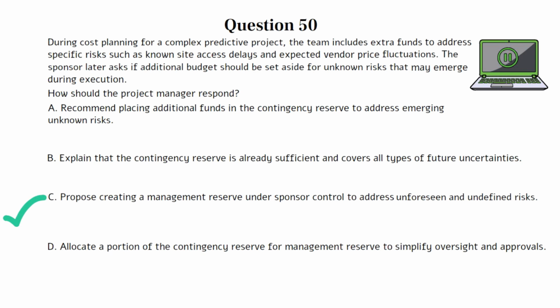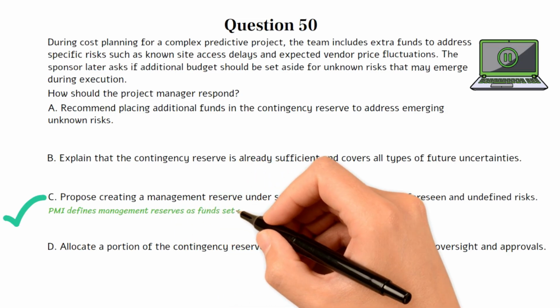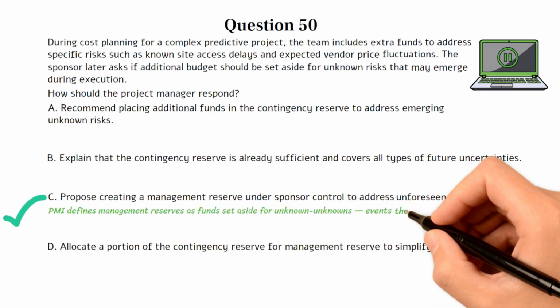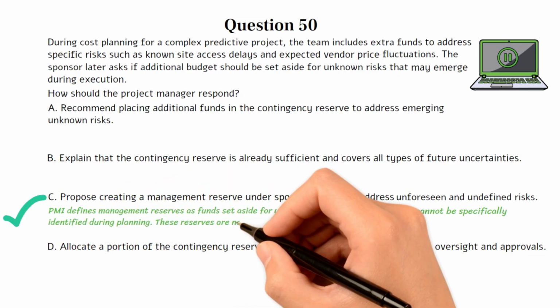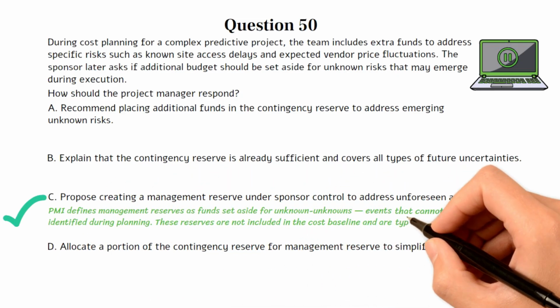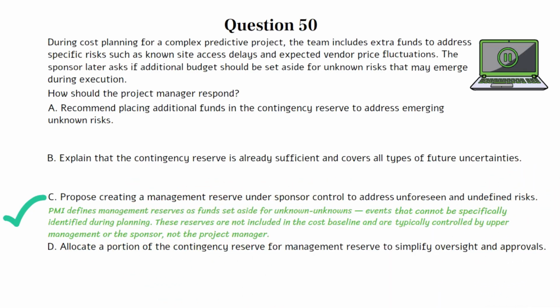This question tests your understanding of how reserves are categorized and managed in predictive projects, especially the distinction between contingency reserves and management reserves during cost planning. Choice C is the best option because PMI defines management reserves as funds set aside for unknown unknowns, events that cannot be specifically identified during planning. These reserves are not included in the cost baseline and are typically controlled by upper management or the sponsor, not the project manager. Choice A is incorrect.